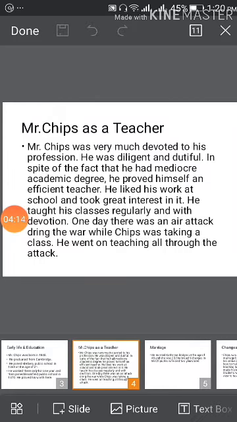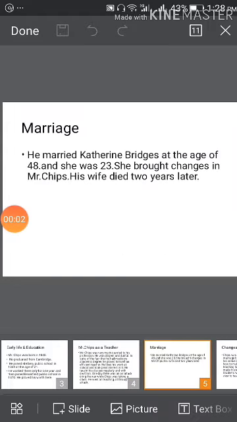One day there was an air attack during the war. While Chips was taking a class, he went on teaching all through the attack. He married Catherine Bridges at the age of 48 and she was 23. She brought changes in Mr. Chips. His wife died 2 years later during childbirth.